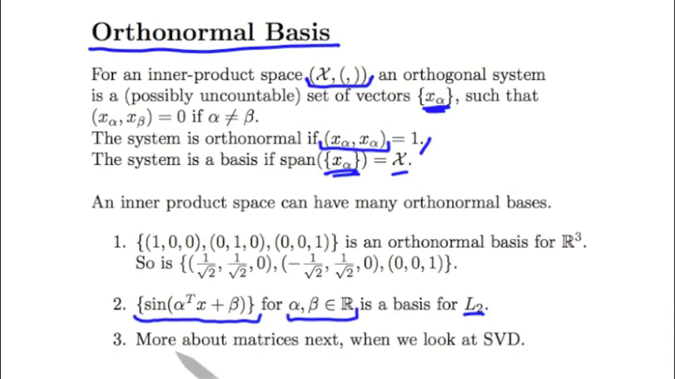We're going to think about bases and spans and things like that much more when we look at the SVD. But it's important to note that we can't talk about the notion of orthogonality and bases without introducing an inner product space. And the set of bases that you come up with will depend on your notion of dot product, because two vectors can be orthogonal for one notion of dot product and not orthogonal for a different notion of dot product.